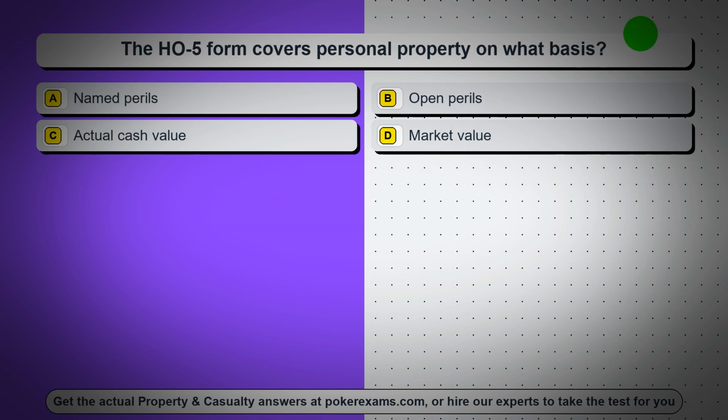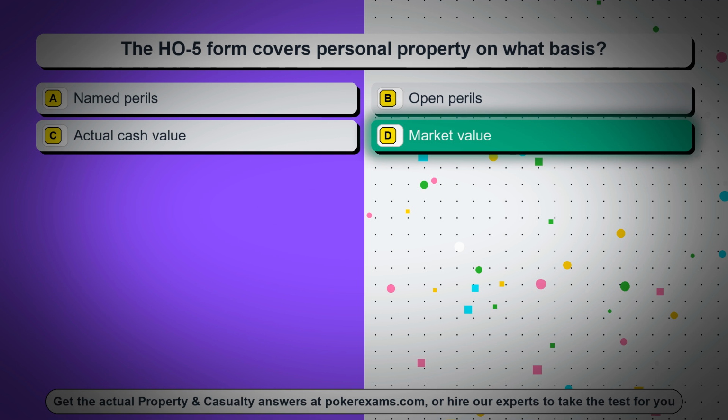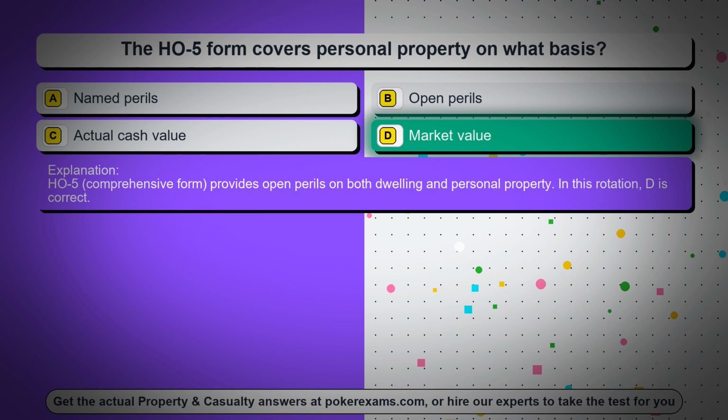Question 23. The HO5 form covers personal property on what basis? Option A, named perils. Option B, open perils. Option C, actual cash value. Option D, market value. The correct answer is option D, market value. HO5, comprehensive form, provides open perils on both dwelling and personal property. In this rotation, D is correct.